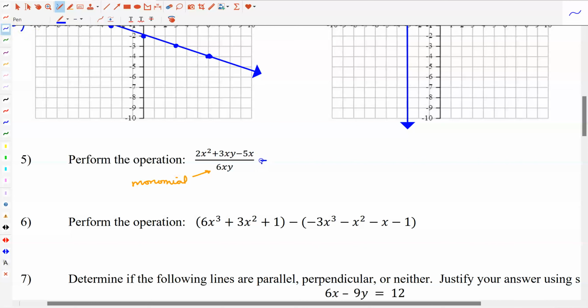In order to do this division, we're actually going to do a series of simplifying. We're going to break this up into a series of fractions, where each of the numerator terms is going to be over that 6xy monomial from the denominator. All right, fraction operations tell me that this is a valid thing to do. Again, if I go back and forth, I'm saying these two expressions are equal or equivalent.